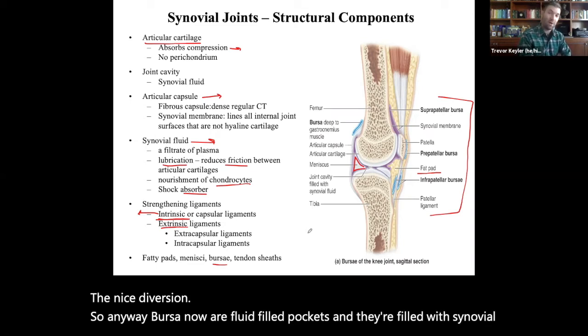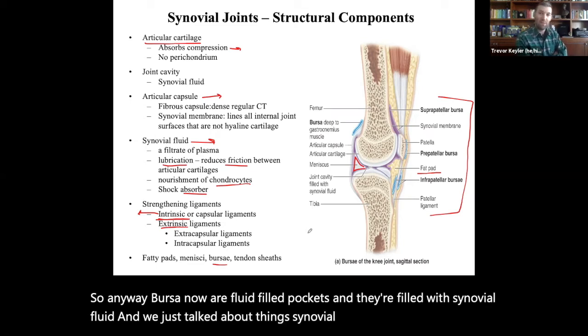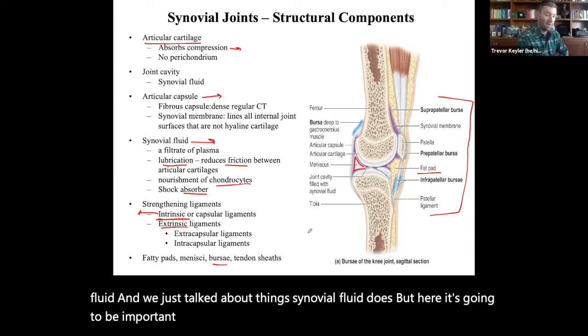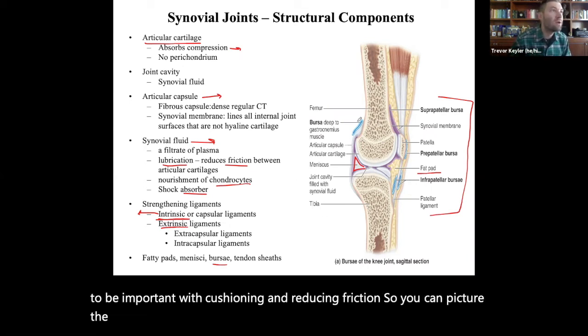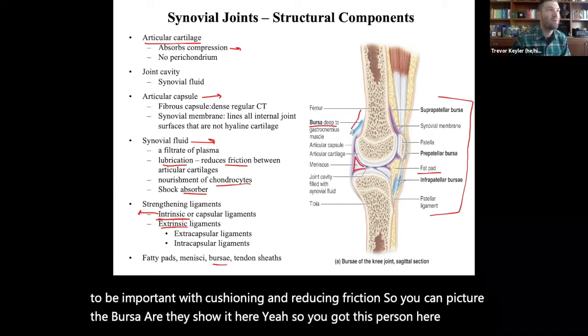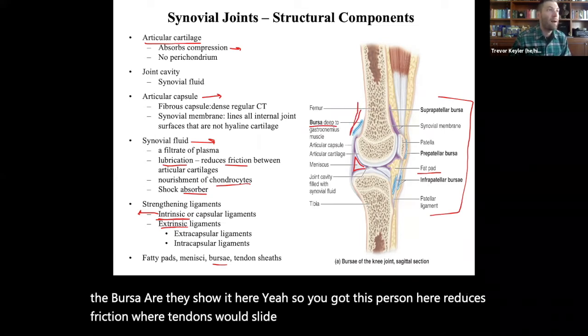So anyway, bursa, now you know, are fluid-filled pockets, and they're filled with synovial fluid. We just talked about the things synovial fluid does, but here it's going to be important with cushioning and reducing friction. So you can picture the bursa. They show it here? Yeah, so you've got this bursa here, which reduces friction where tendons slide over.